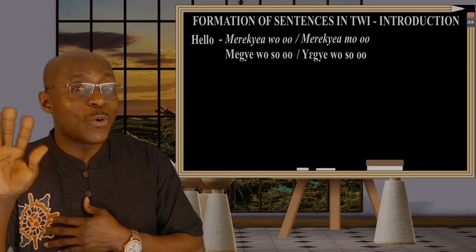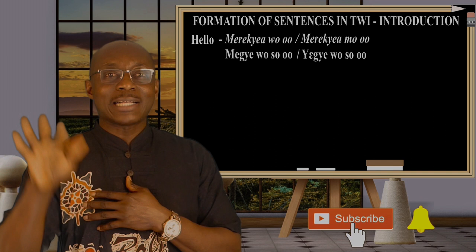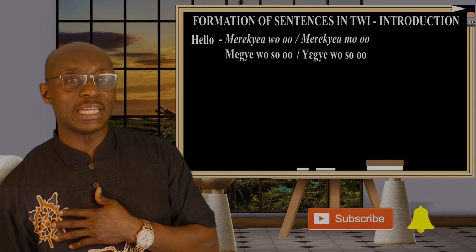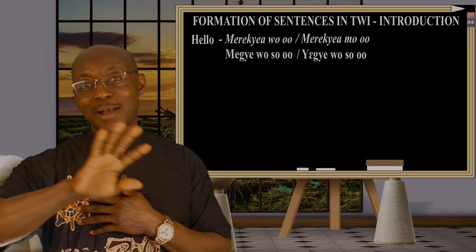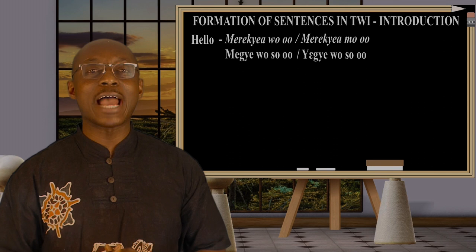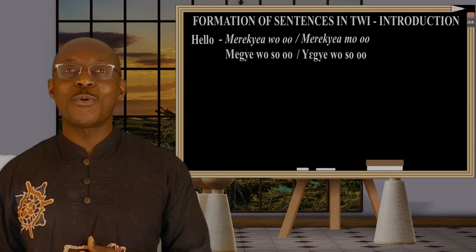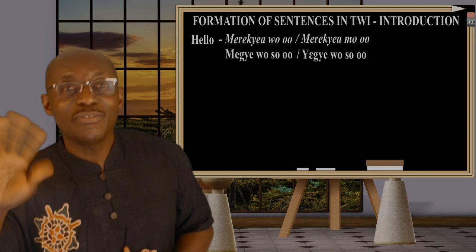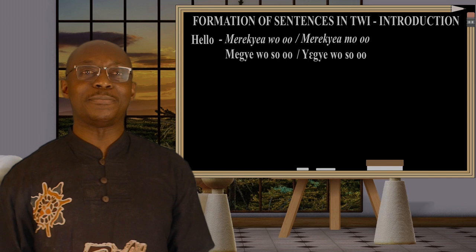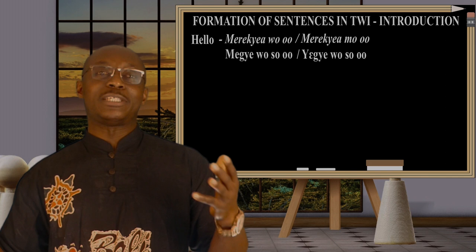But this is a bonus one. Whatever time it is, if you are in Ghana and you want to greet good morning, good afternoon or good evening, you can use this phrase Merekyea wo or Merekyea mu. It's like moin in German or ciao in Italian. You can use these forms of greeting at any point in the day. So Merekyea wo can be used to mean good morning, good afternoon, good evening.